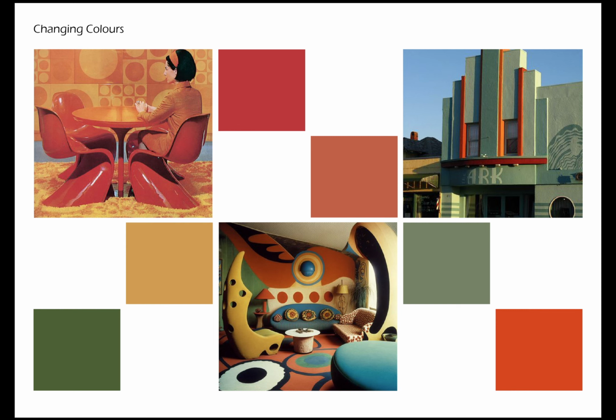Many of the colours of the postmodern movement were bright and bold colours such as primary reds, greens, blues, as well as mustard yellow, with the occasional purple.